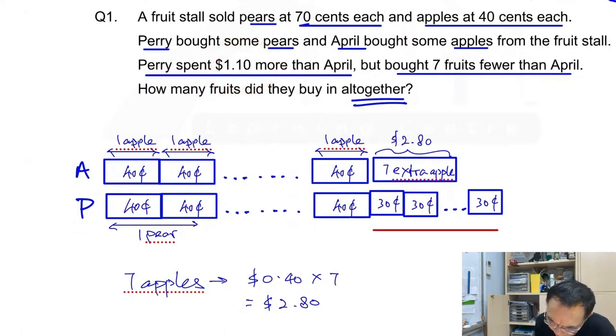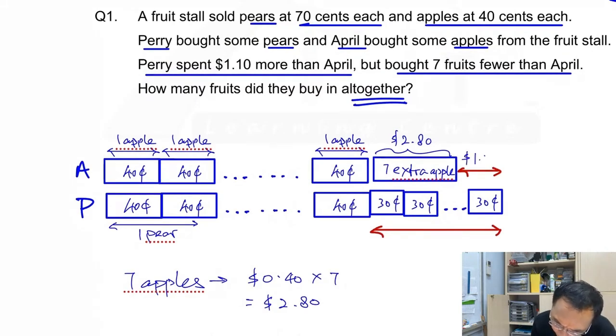Let's see whether you understand what I just said. Is it the longer red arrow or is it the shorter red arrow? Which one is $1.10? Very good. Excellent. Fantastic. So we now know that this is $1.10.